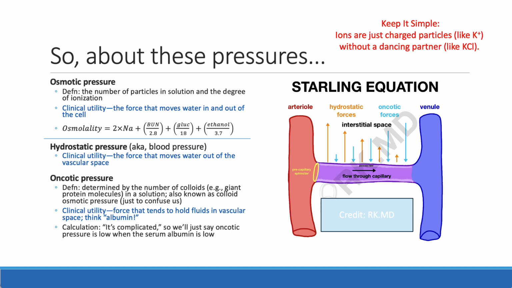Now, the way we calculate osmolality is it's 2 times the sodium plus a little bit of the BUN plus a little bit of the glucose plus a little bit of alcohol if it's in there. And I say a little bit because we take each of those addends, not factors, and we divide them, right? So it's a little bit, the BUN divided by 2.8 is just a tiny bit of BUN. So the overwhelming majority of this equation is 2 times the sodium.